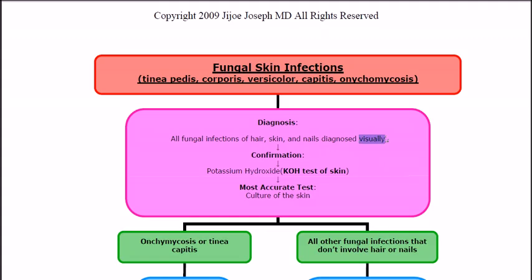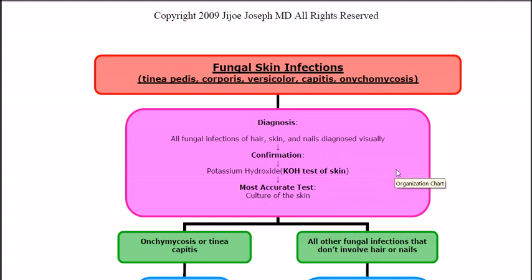And how are we going to follow this up? We're going to confirm it with a potassium hydroxide, or KOH, test of the skin. That's another word for potassium hydroxide; you can see either one on the test. Now, our most accurate diagnostic test is culture of the skin. So we first diagnose visually, confirm with the KOH of the skin, and our most accurate is the culture of the skin.